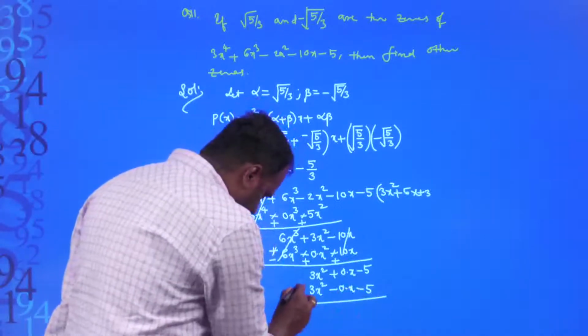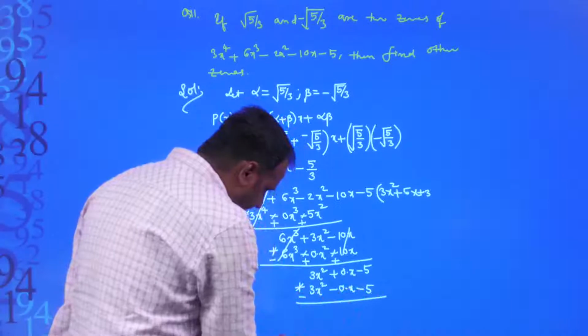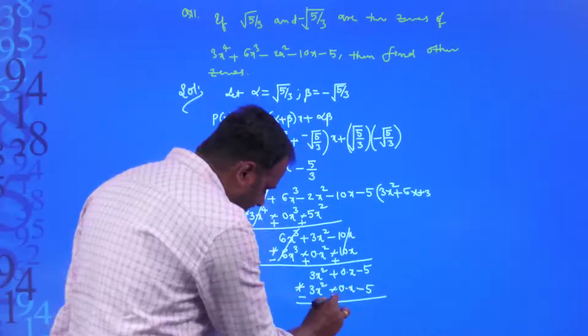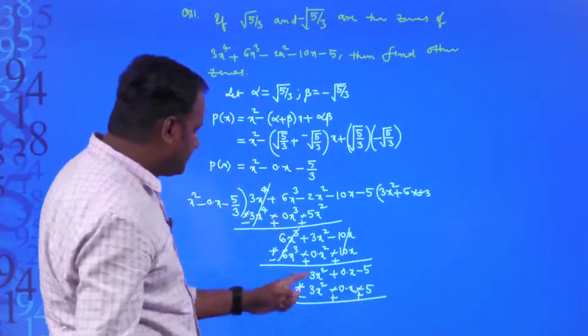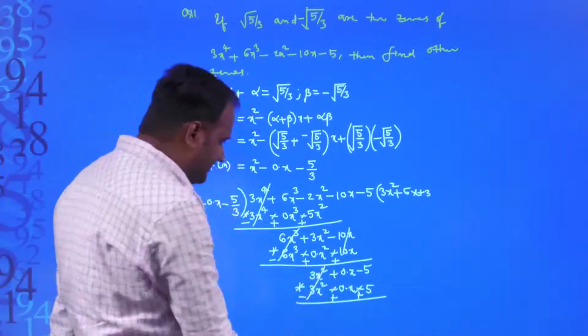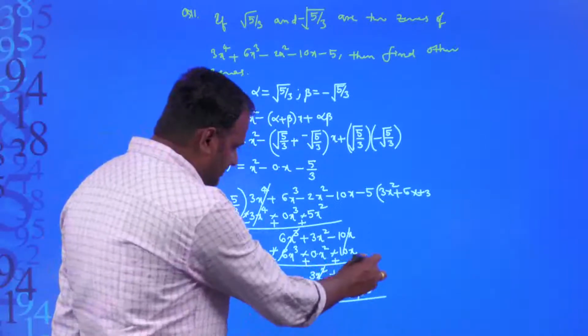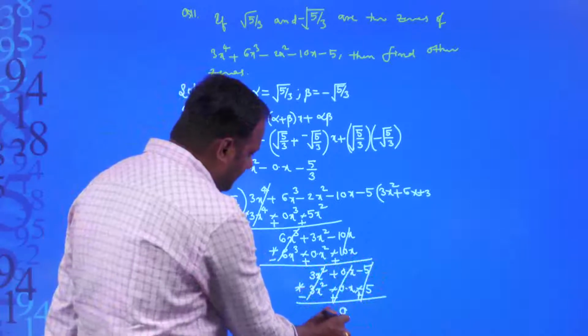Again, this was positive, so now it is negative. Negative, so it is positive. It was negative, now it is positive. Okay. So 3x square minus 3x square gets cancelled. 0 0 cancel, minus 5 plus 5 cancel. So you are left with 0.